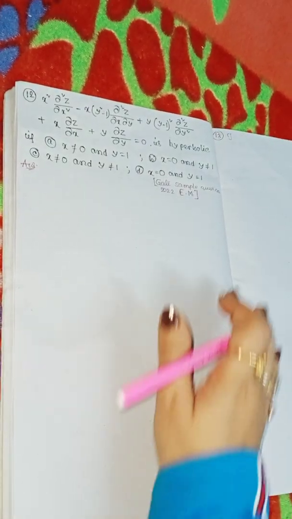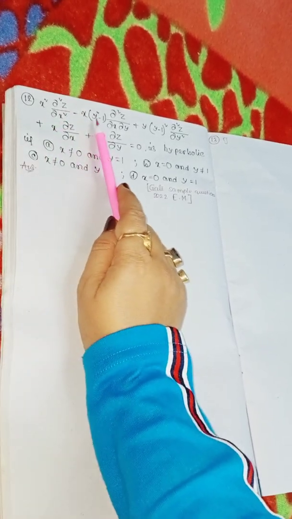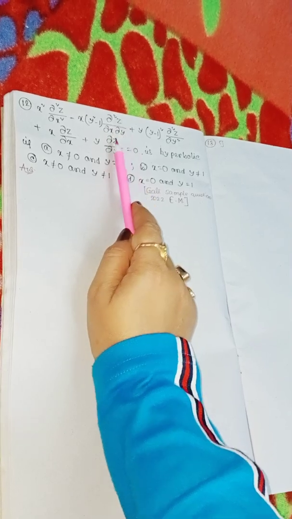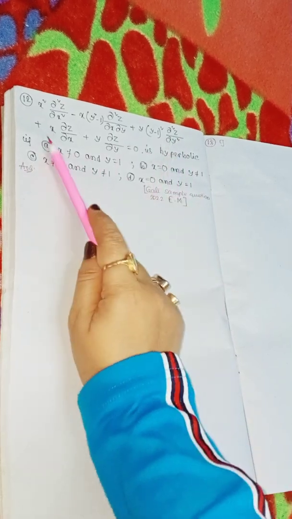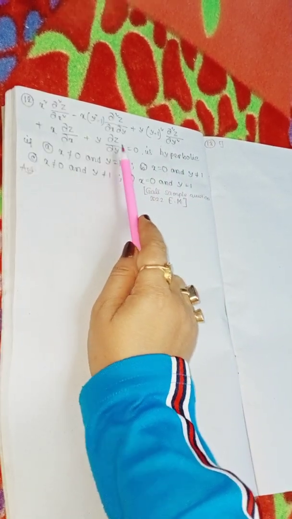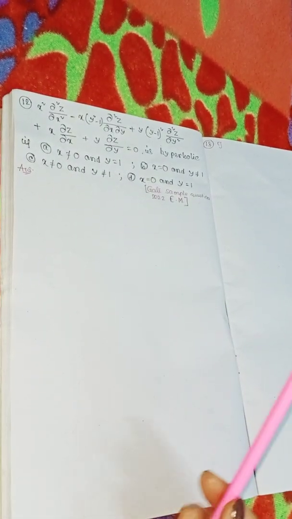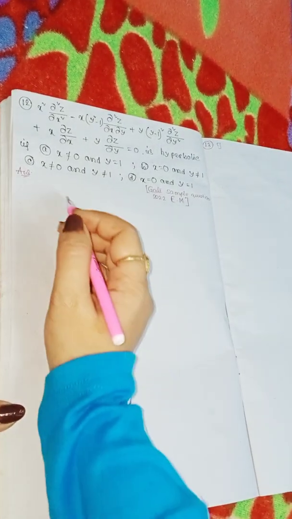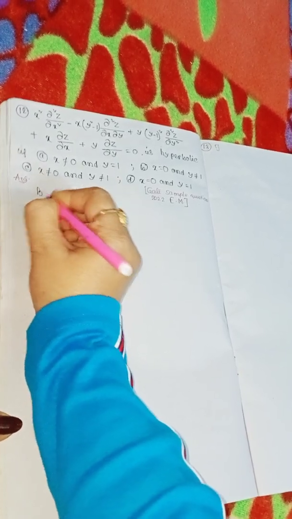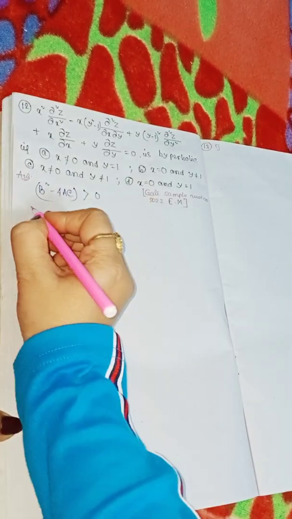Today we solve a GATE sample question, Engineering Mathematics 2022. It is question number 12, set 4: x² ∂²z/∂x² − x(y²−1) ∂²z/∂x∂y + y(y−1)² ∂²z/∂y² + x ∂z/∂x + y ∂z/∂y = 0 is hyperbolic if... four options are given. So this is a question on differential equations, and it is a GATE sample question, Engineering Mathematics 2022. So here b² − 4ac is greater than 0.